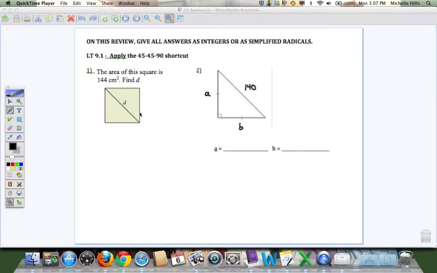for the length of this diagonal of the square. One thing to pay attention to is if this is a square, it means that these are not only right angles, but that these two sides are congruent to each other, so this becomes a 45, 45, 90 triangle.